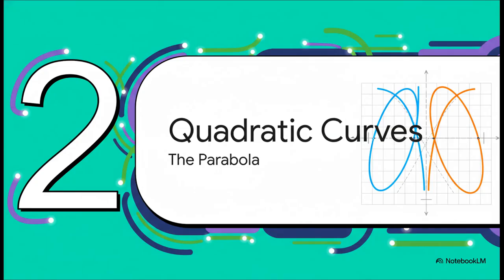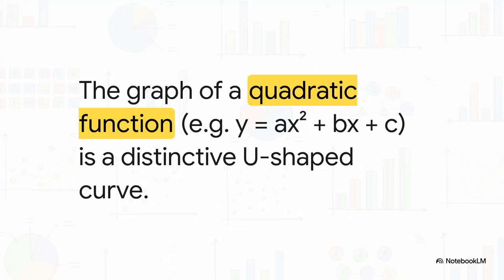All right, let's step it up a notch. We're leaving the safety of straight lines and entering the world of curves with quadratic functions. So whenever you see an x² as the highest power in an equation, you know you're dealing with a quadratic. And its graph is this really distinctive U-shaped curve that we call a parabola.